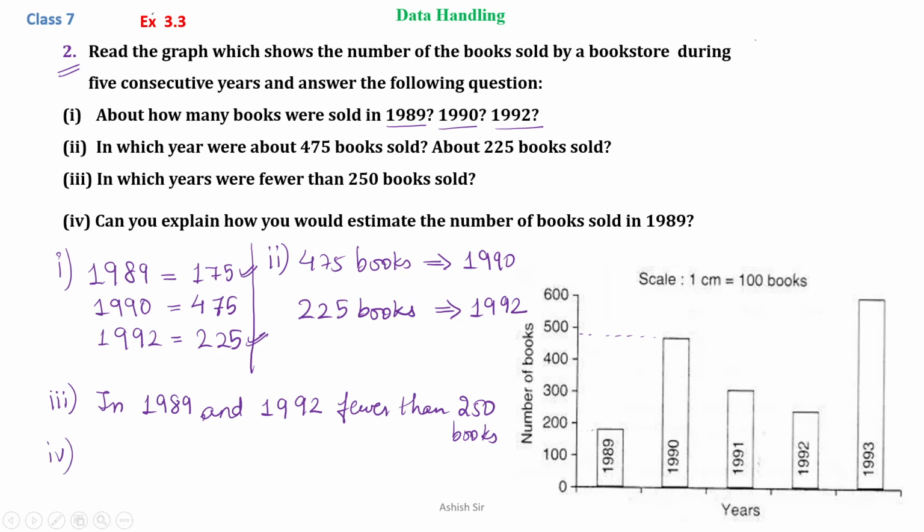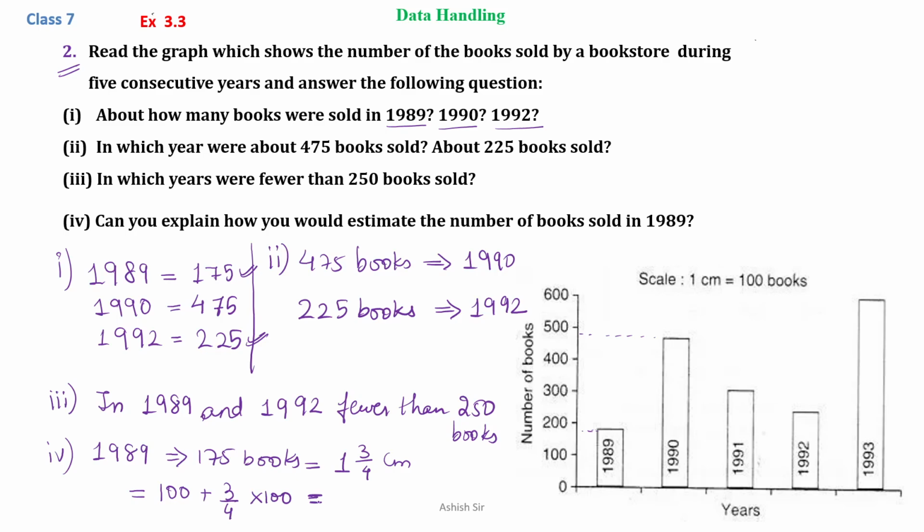Then we talk about question number 4. Can you explain how would you estimate the number of books sold in 1989? So we see that in 1989, the number of books sold was 175, and from the graph we see that this 175 is equal to 1 and 3/4 part of 1 centimeter. As the scale says 1 centimeter is 100, so we can justify the statement by calculation here. 1 centimeter is 100 and 3/4 centimeter is 3/4 of 100.